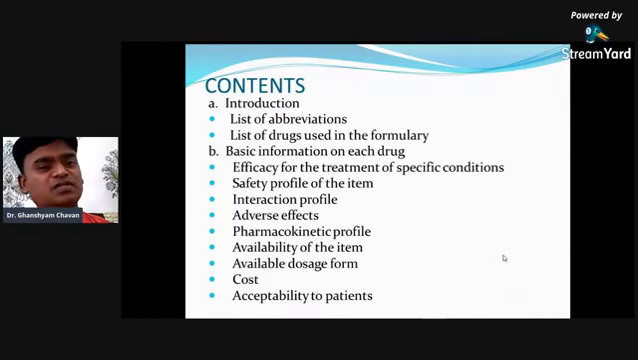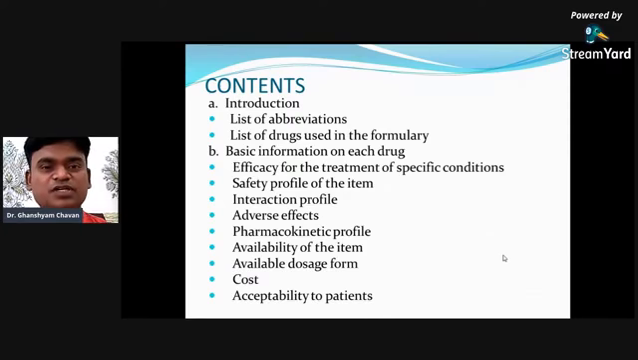There are specific abbreviations which are allowed in pharmacy professions. For example, diabetes mellitus, DM. After that, OD. After that, ulcerative colitis, UC, IBD, inflammatory bowel disease, or IBS, inflammatory bowel syndrome. So like these, various abbreviations we should follow.